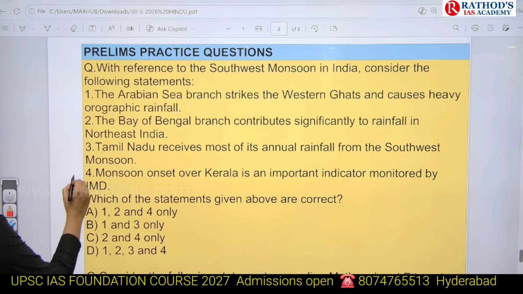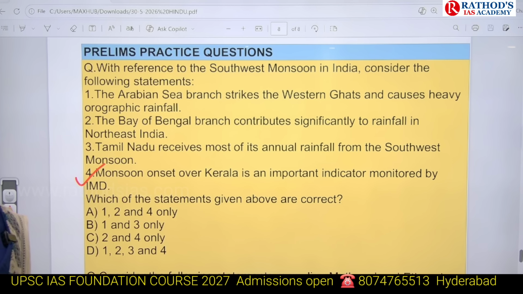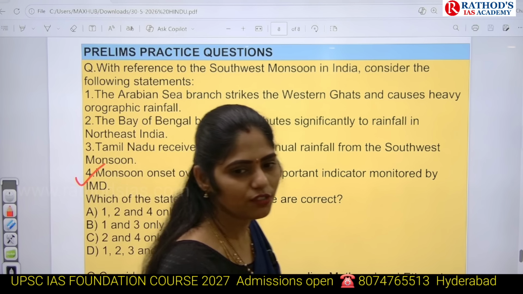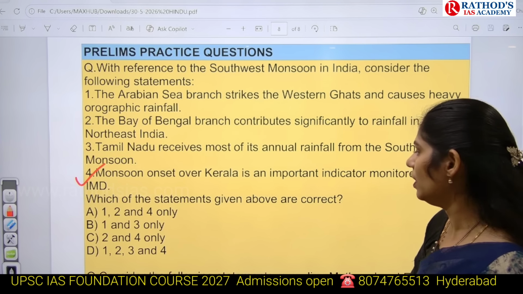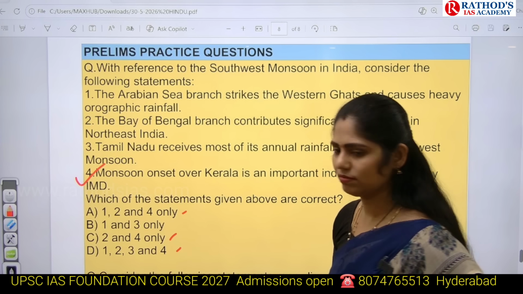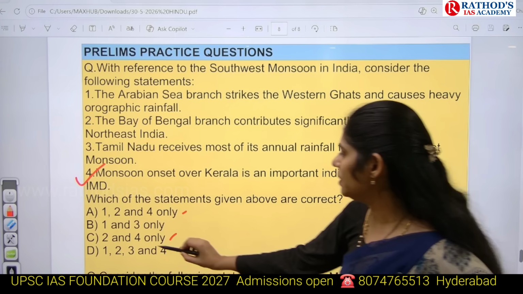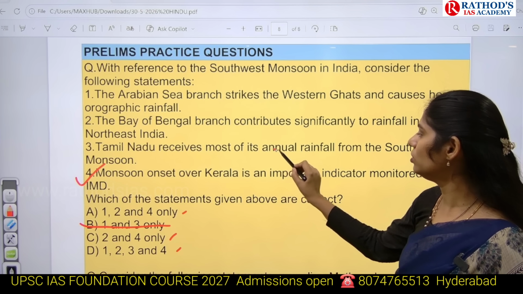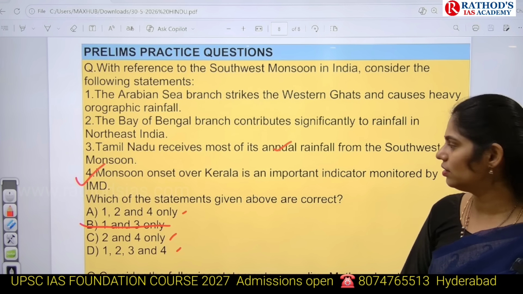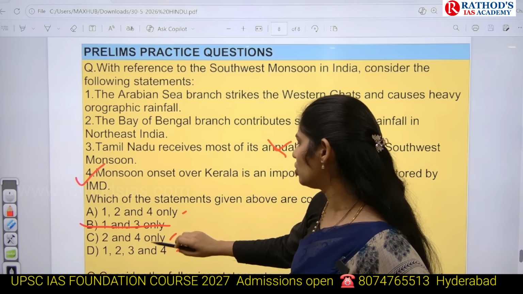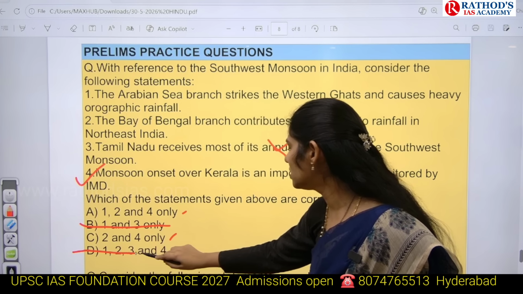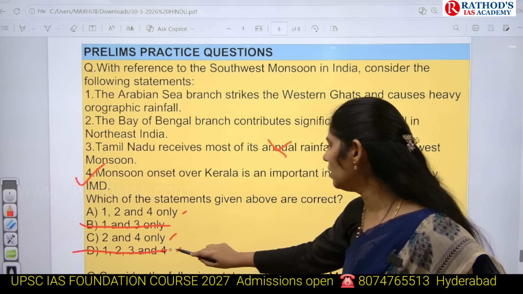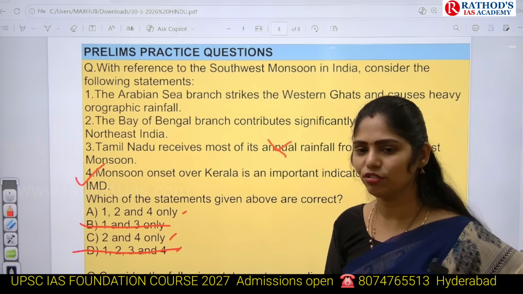Because of this only, it is now in the news. It is said that it is going to hit the Kerala coast on 1st of June. That means 4 will be in your answer for sure. Okay, that means one option is eliminated, and you came with 75% chances. What about Tamil Nadu? Will it receive its rainfall? That means in these two options, 3 will not be there. Again, you came up with 50-50. What will you choose, 2 and 4 or 1, 2 and 4?